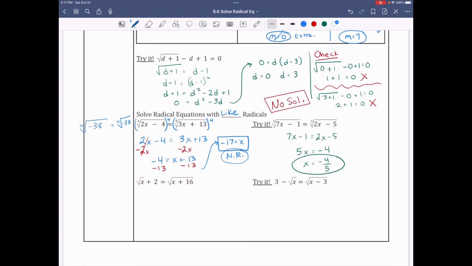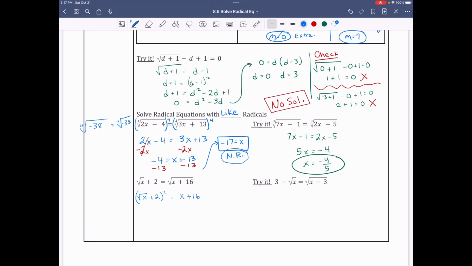All right. Sometimes we have to keep solving the radical, and let me show you what I mean by that. In this case, we are still going to square both sides. So when I square the left side, I get the square root of x plus 2 squared. And when I square the right side, I'm just left with x plus 16.